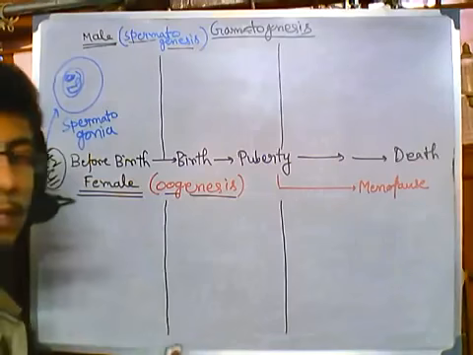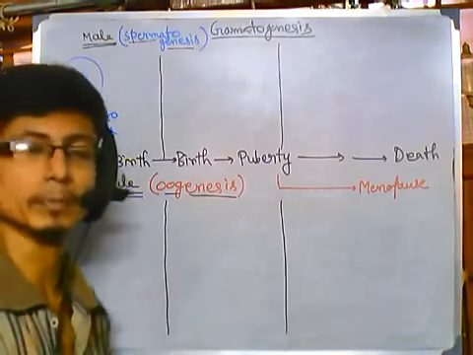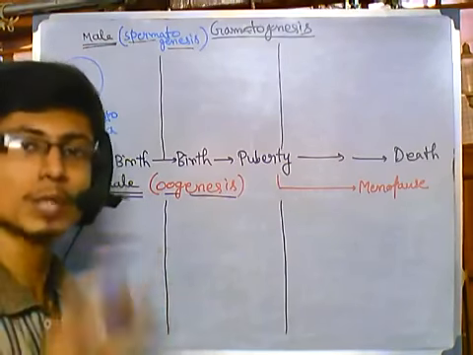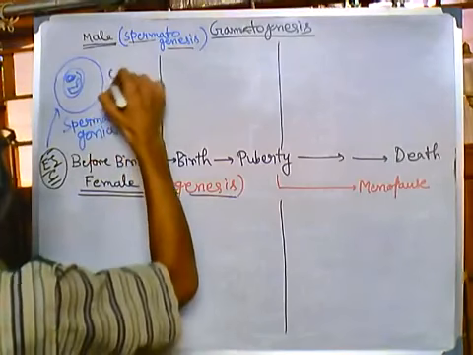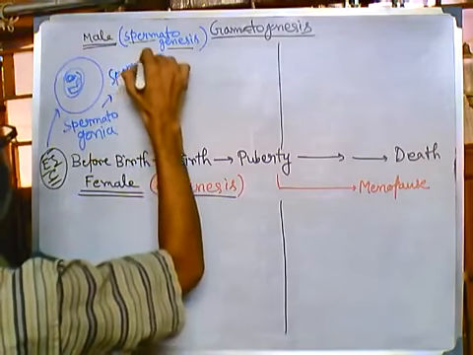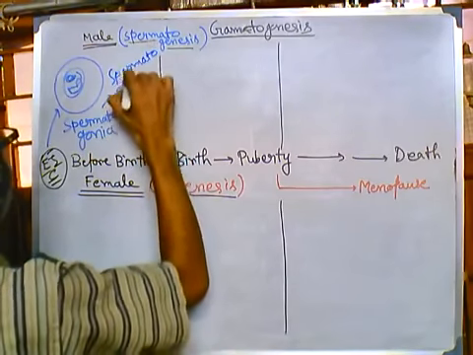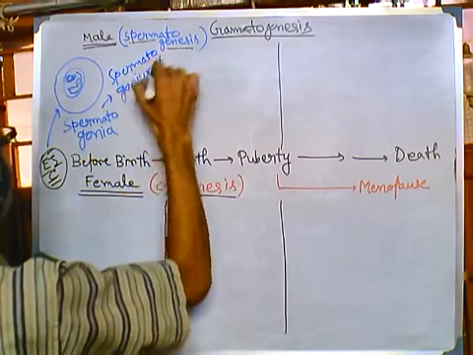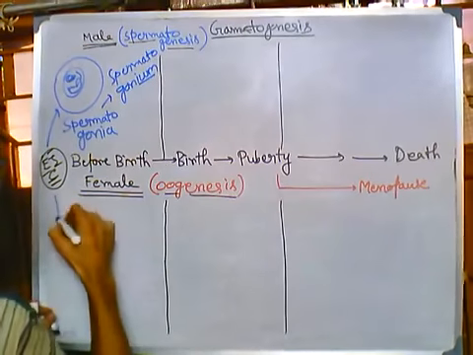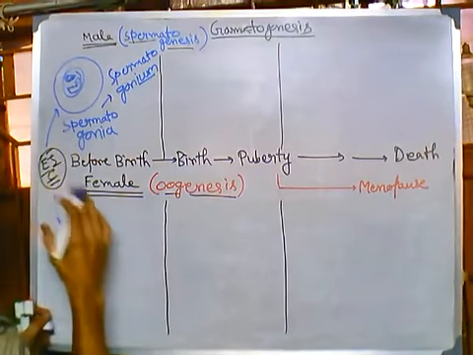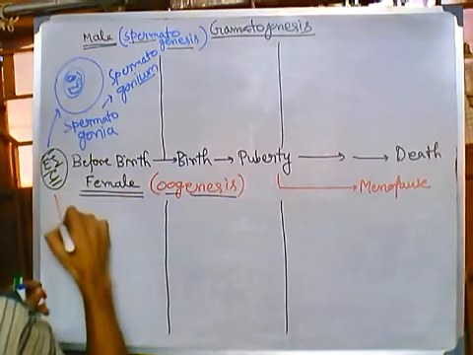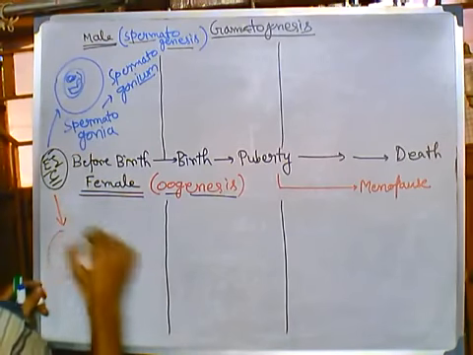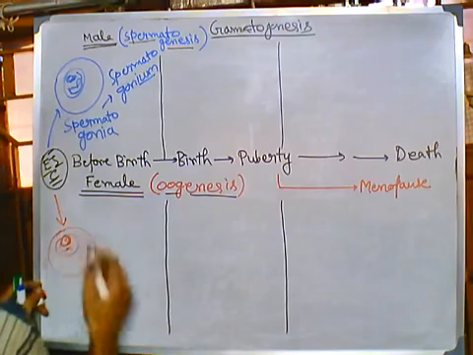Spermatogonia is the plural of spermatogonium. So many spermatogonia are produced, which we call spermatogonium. Okay. Now from the same type of embryonic stem cell, in case of female, we have seen the production of oogonium. So we have produced here oogonium.